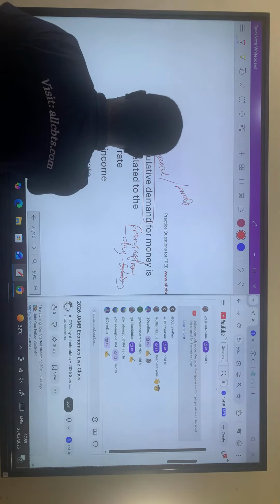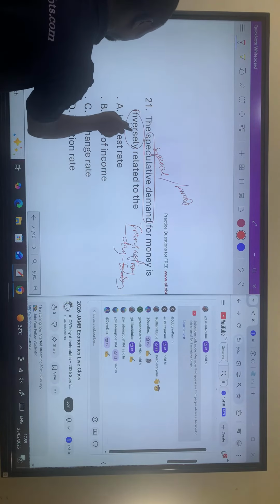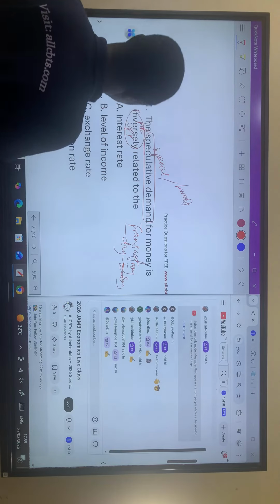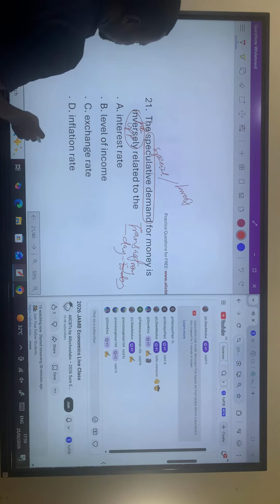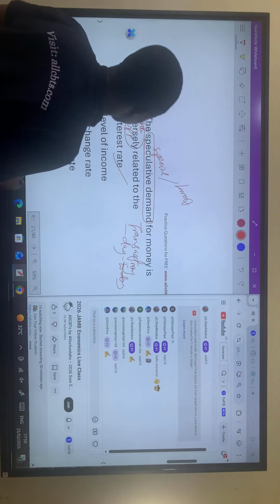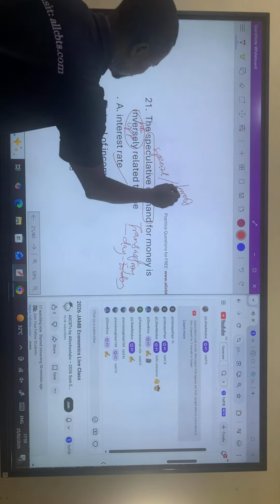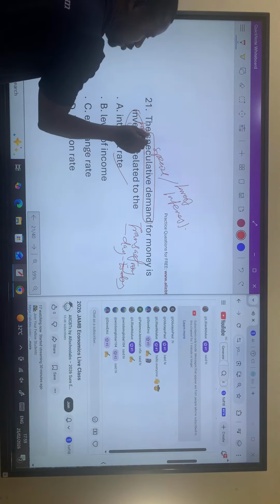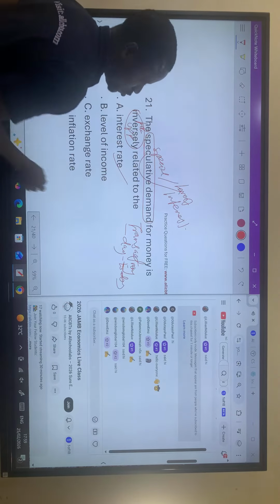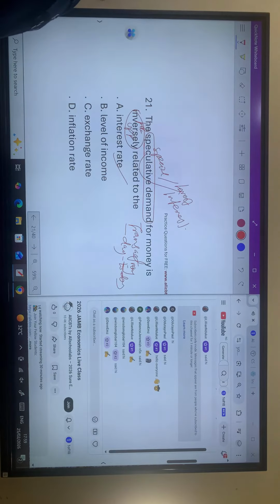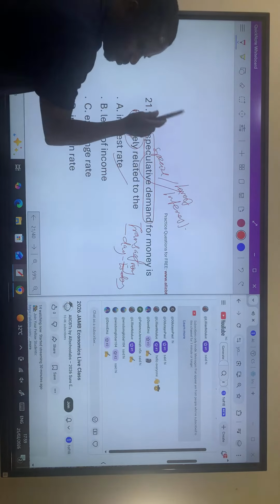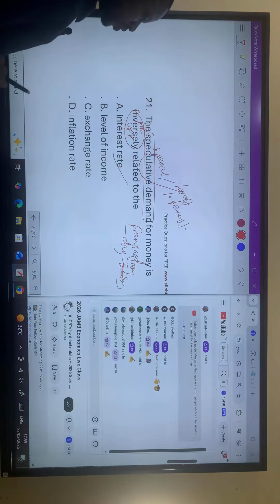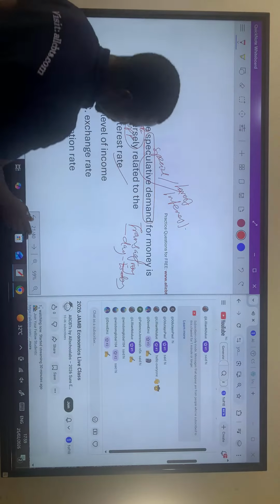So for money, it's inversely. The word inverse means opposite, indirectly related to what? Interest rate, level of income, exchange rate, inflation rate. It's interest rate. How do I mean? If the interest rate is higher, there's a tendency for you not to keep this money, but to invest it so as to enjoy the current interest rate. But if it is low, you may decide to keep the money till a future date. So it is inversely related to the available interest rate. A is the correct answer.